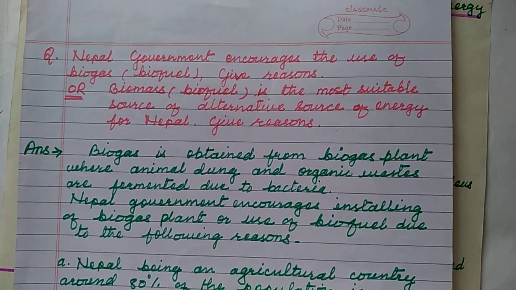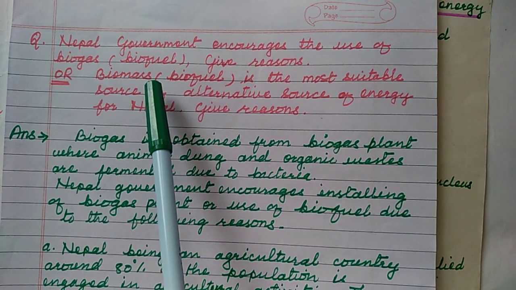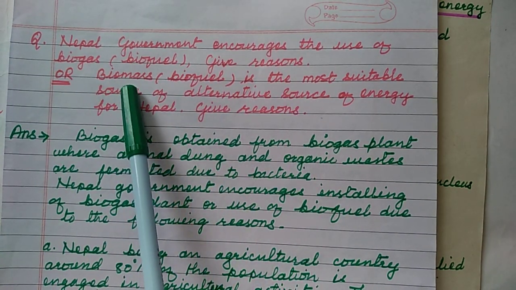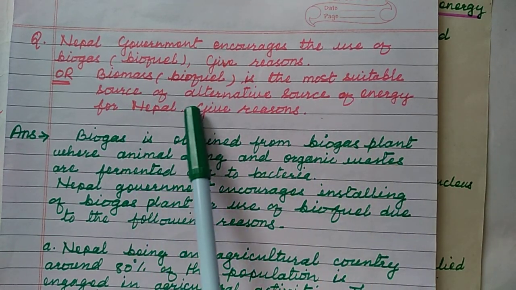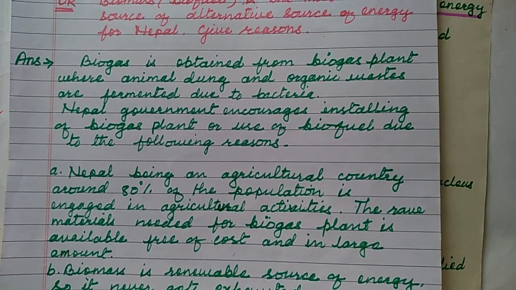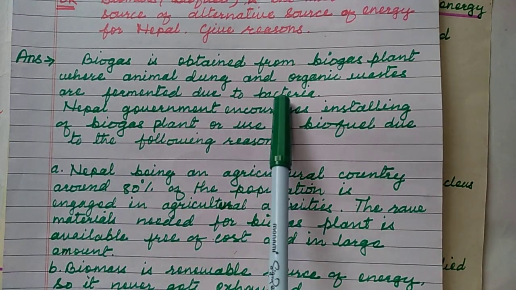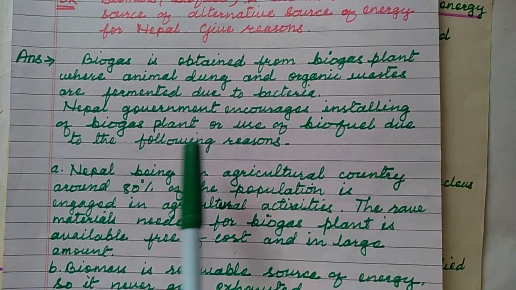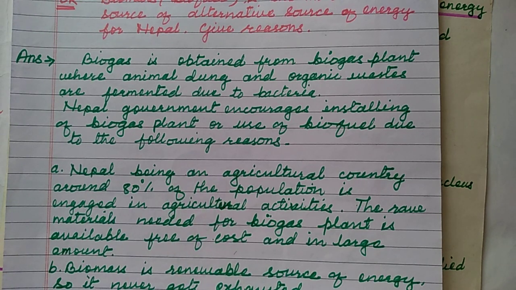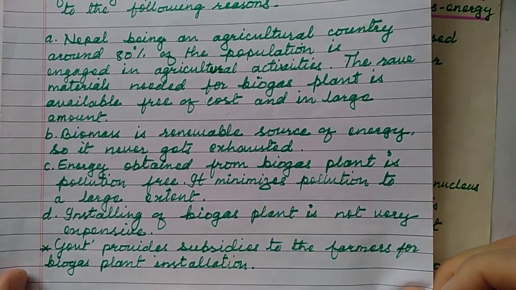Now, Nepal government encourages the use of biogas or the biofuel. Give reasons. Or, biomass or biofuel is the most suitable source of alternative energy for a country like Nepal. Give reasons. Biogas is obtained from a biogas plant where animal dung and organic waste are fermented due to bacteria. Nepal government encourages installing of biogas plants or use of biofuel due to the following reasons. Now our government encourages use of biofuel or the biogas plant.